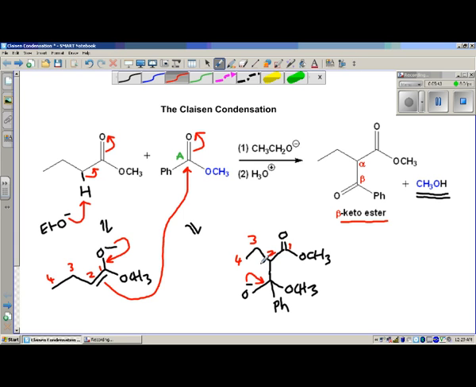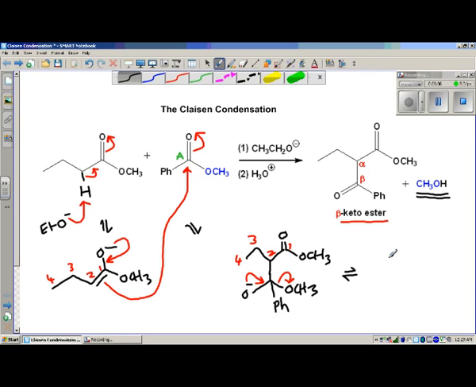and do we have anything that could come off in this molecule, specifically at this carbon? Do we have a leaving group? Well, the answer is, of course, we do have a leaving group, and it's the OCH3 here. So those electrons could come off like so. We've seen this step before.